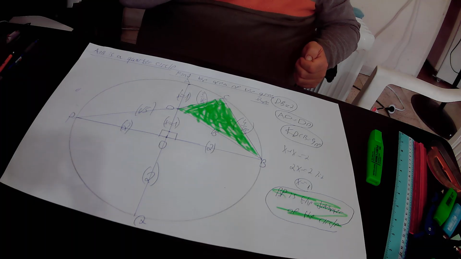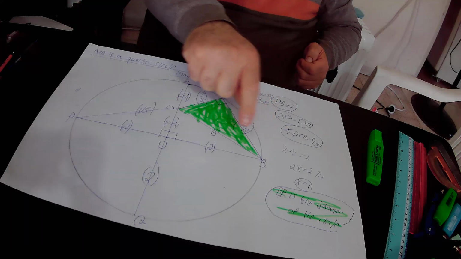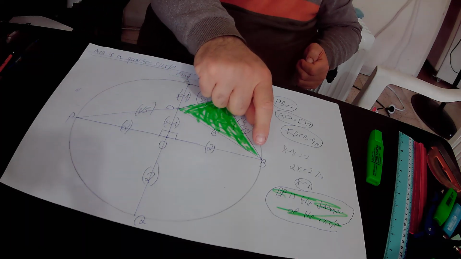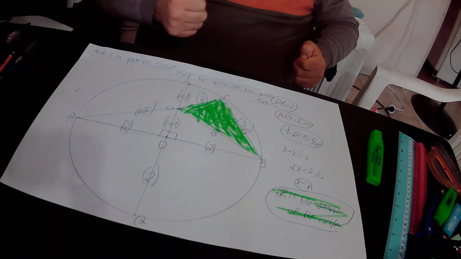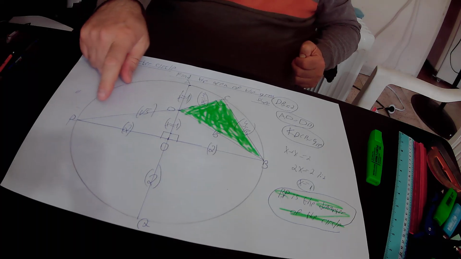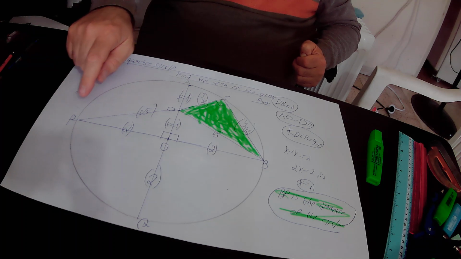Okay, so we know that PB is a straight line, and PB is a straight line that touches the circle at 2 points, B and P. Any straight line that touches the circle at 2 points is a chord. So PB is a chord.